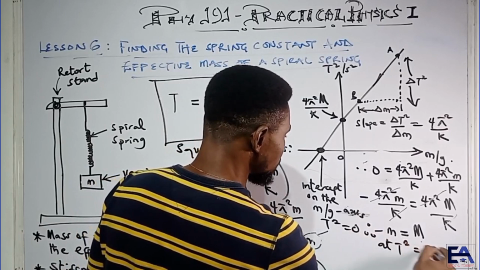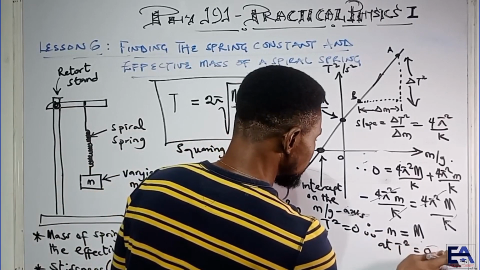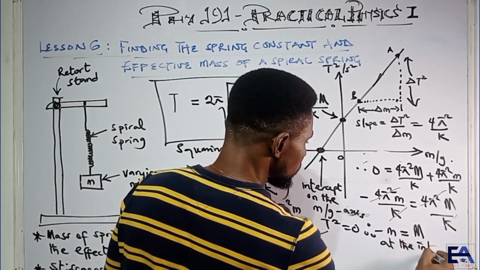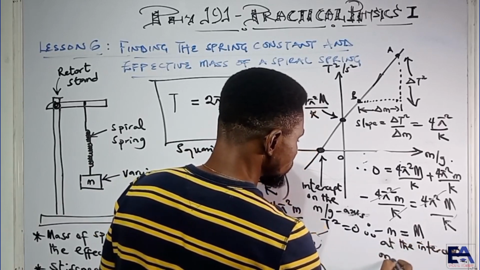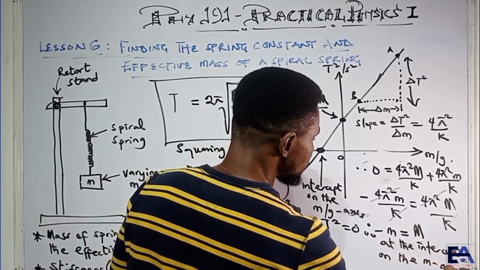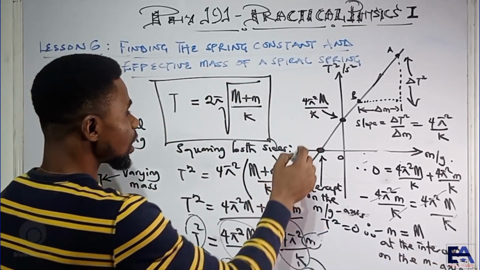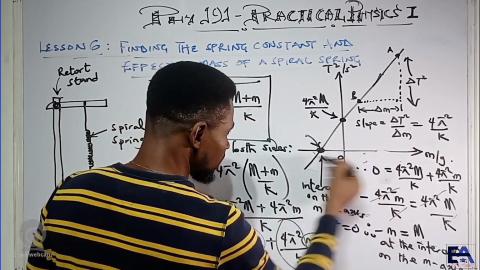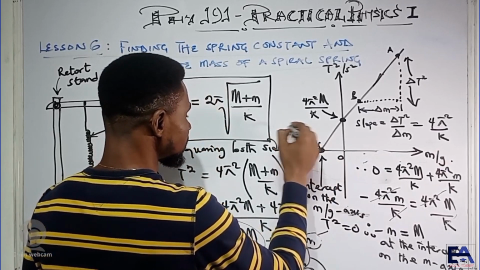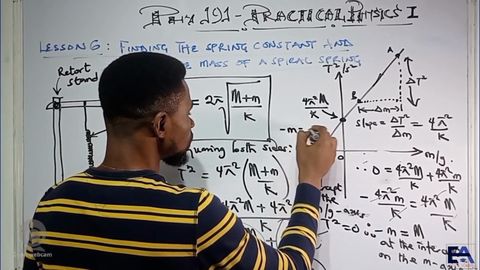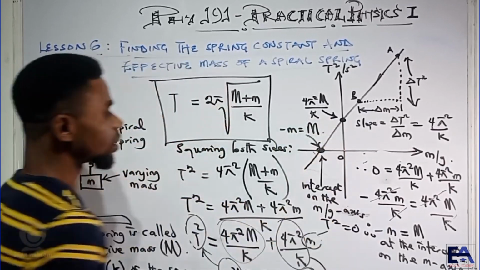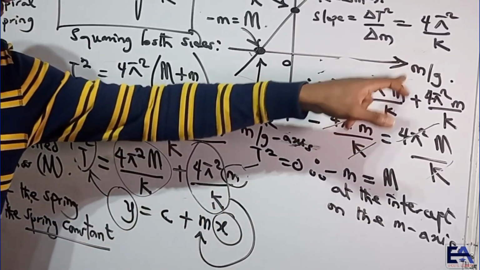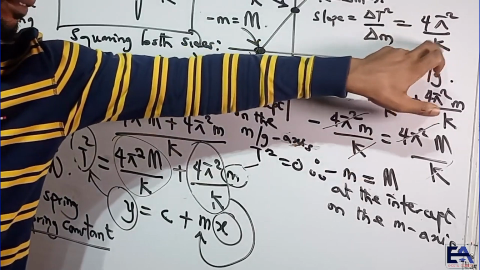As t squared is equal to 0, which means at the intercept on the M axis, any value of M here on this line is equivalent to the effective mass of the spring. So the slope of the graph can be used to find the stiffness of the spring, which is K. You can obtain the value of K from the slope of the graph.